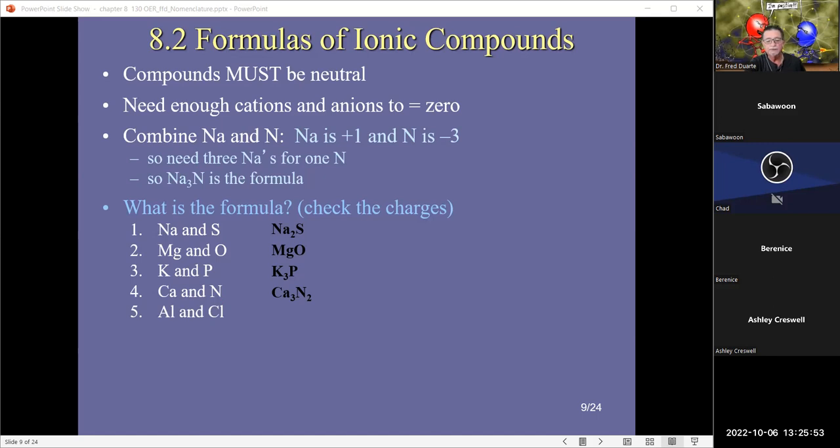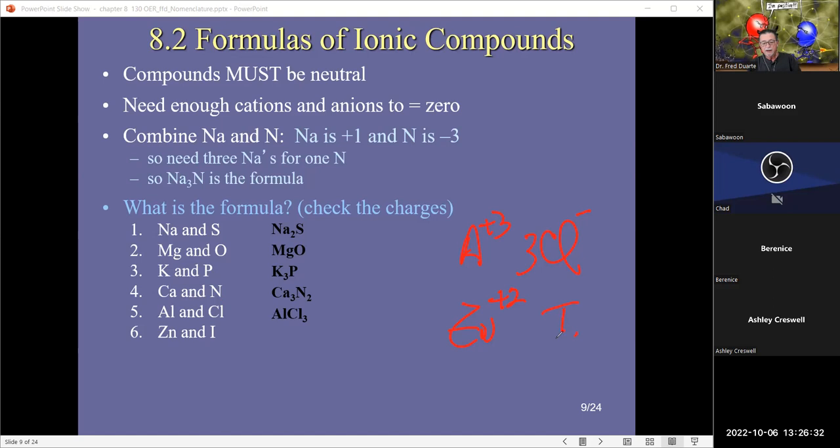All right, let me do this one. We've got aluminum, excuse me. Aluminum is a +3, so it's in group 3A. And the chlorides are all in group 7. They become a -1 charge, okay? Here we need 3 chlorides for every +3 aluminum. So its formula becomes AlCl subscript 3, okay?